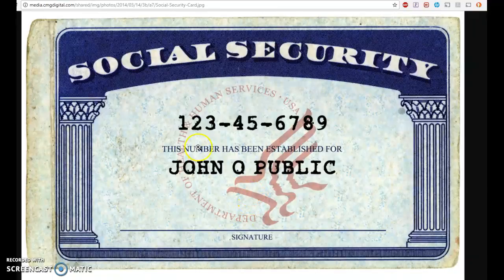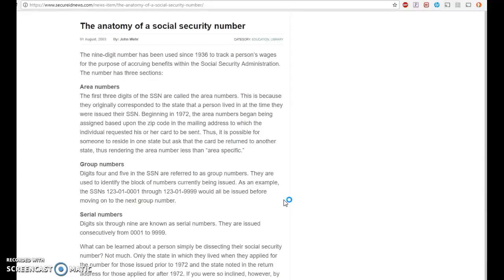Okay, so now what we're going to do is look at this number here, which is the Social Security number, and take a look at the numbers and how they correlate through the Social Security Administration. What we're looking at here is called the Anatomy of a Social Security Number. It is on a website called secureidnews.com, in the category of educational library. I will be posting the link in the description so that you can read this all for yourself.